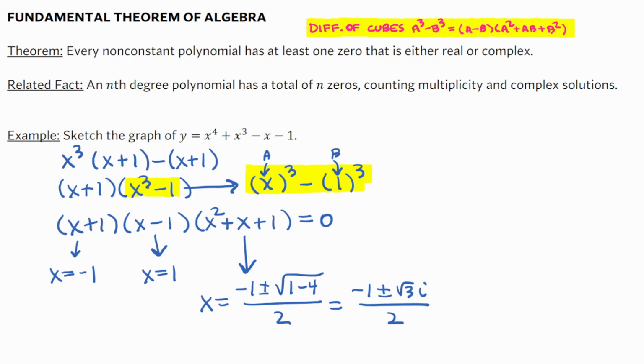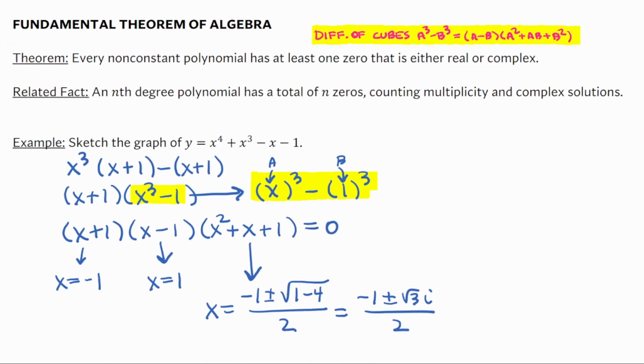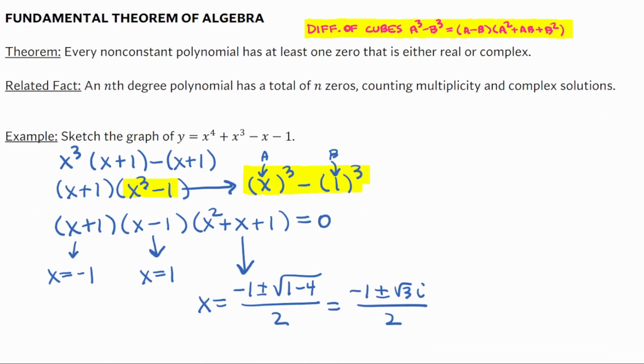And then, yeah, I'm going to sketch the graph, but then I'm going to say something else about that difference of cubes situation, because I'm seeing something else that I'd like to tell you. So if I sketch the graph, oh no, let's see, get that back in place. The zeros should be at negative 1 and 1.